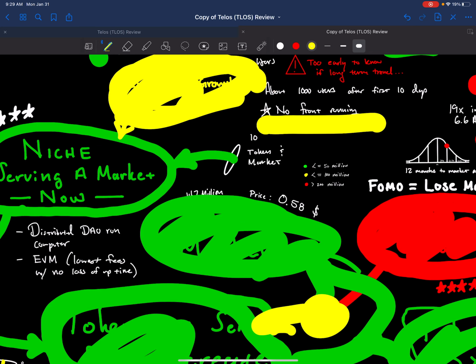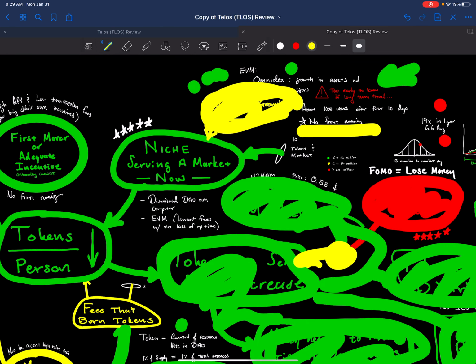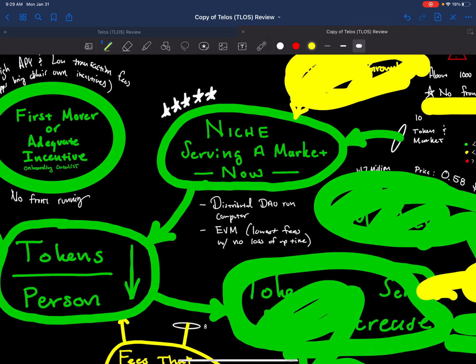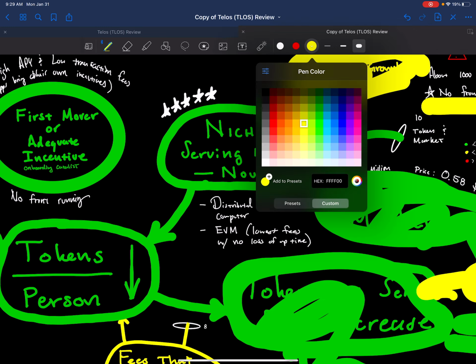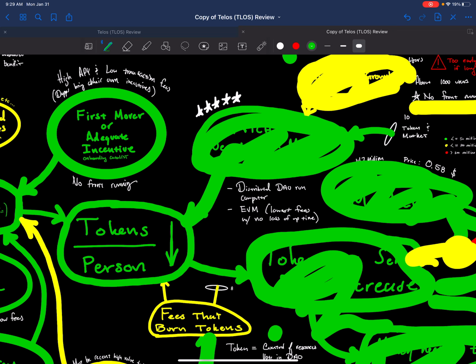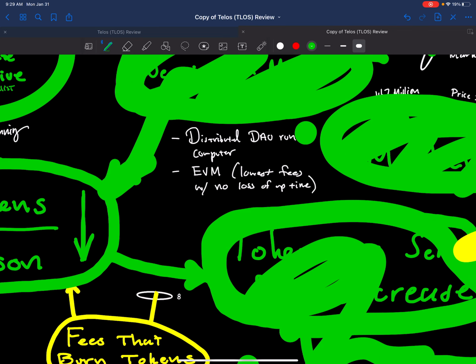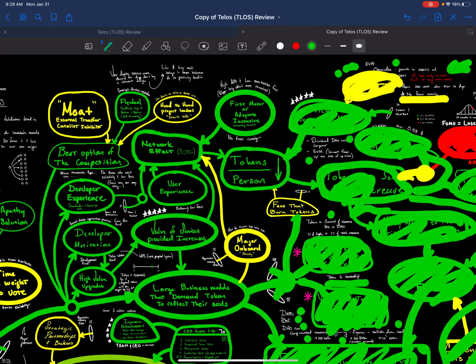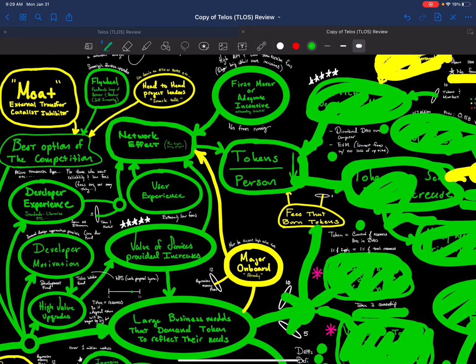And remember, there's no front running on the services provided on Telos. So OmniDex is offering something that not a lot of DEXs are offering, and it's also the lowest fees. Because of the trade-off of DPoS, you can use this at fees lower than pretty much any other blockchain. It's at pennies compared to others. So it does have an open niche, which is servicing now. It is a distributed DAO-run computer, and it has the Ethereum virtual machine with the lowest fees. I think it is the lowest fees, but I'd have to look at every system to know that for sure.